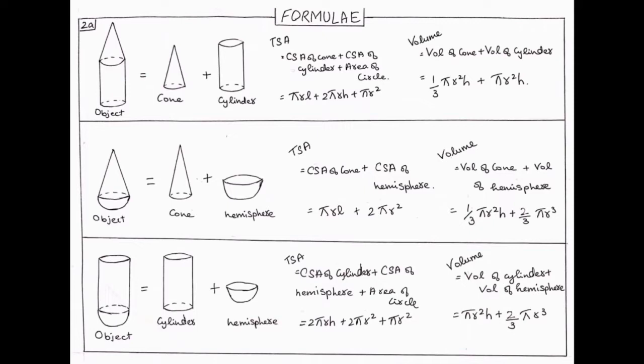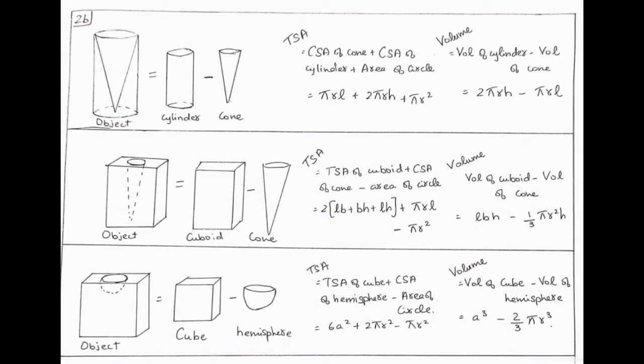And the third object is a combination of cylinder plus hemisphere. So total surface area will be CSA of cylinder plus CSA of hemisphere plus area of circle. So it will be 2 pi r h plus 2 pi r square plus pi r square. The volume will be volume of cylinder plus volume of hemisphere. It will be pi r square h plus 2 by 3 pi r cube.